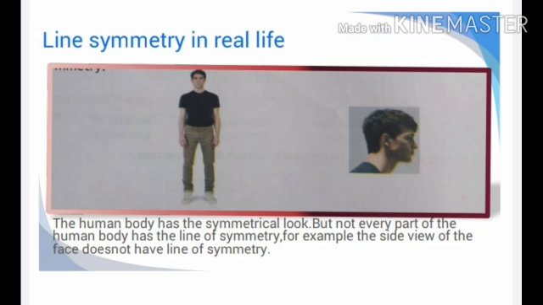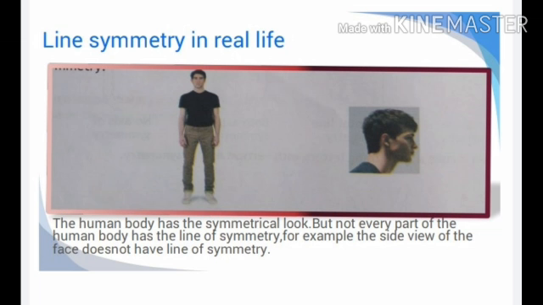Next, line symmetry in real life. So let us see in the human body. The human body has a symmetrical look, but not every part of the human body has a line of symmetry. For example, the side view of the face does not have a line of symmetry. You can see in the picture, the human body can be divided into two equal halves. So the human body has a symmetrical line. It will have a vertical line of symmetry. But in case of the second picture, the side view of a face, we cannot divide it into equal halves. So this side view of the face will not have any line of symmetry.